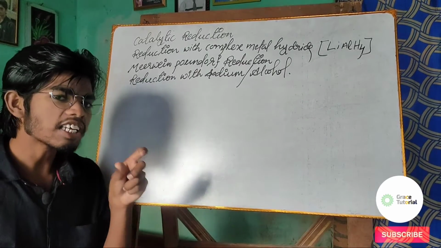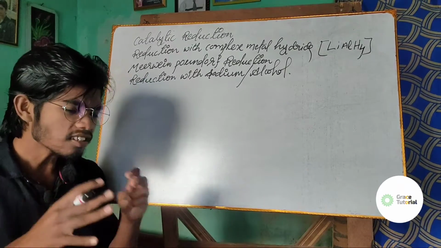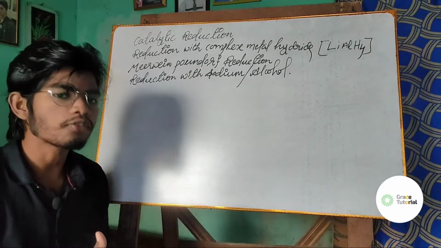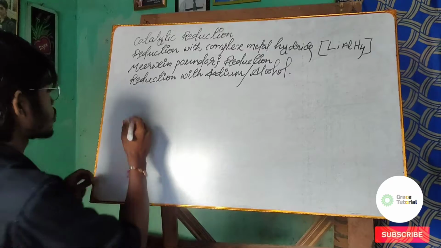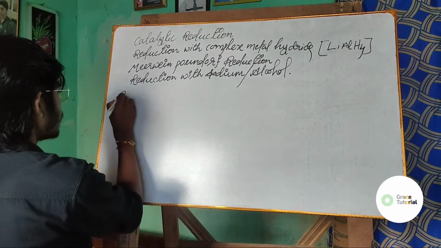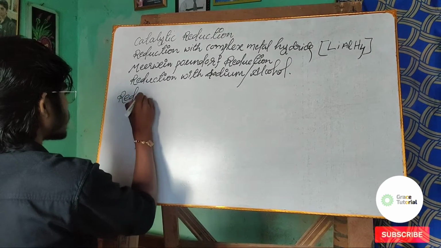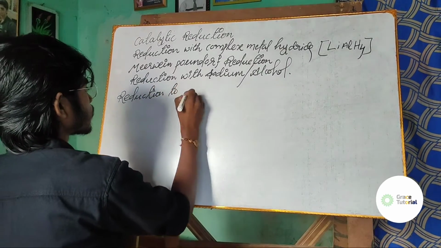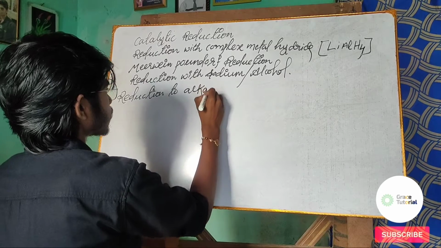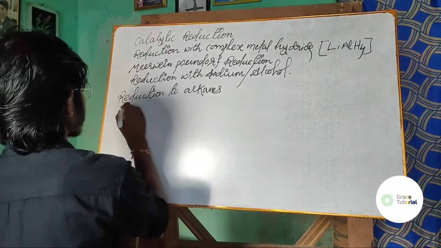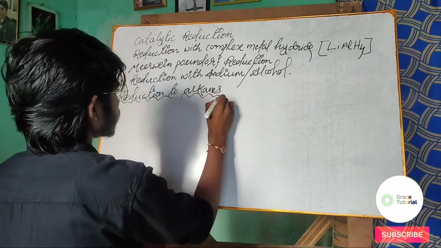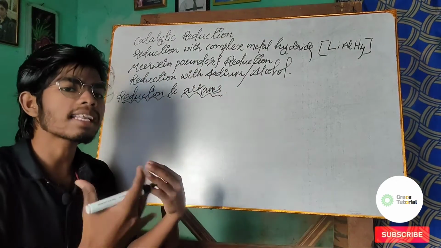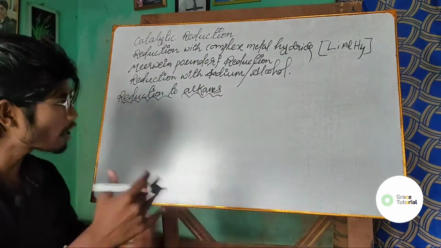When the aldehydes and ketones are reduced, in some cases there may be a chance of forming alkanes. So that's what we'll discuss now, the reduction to alkanes. That means the aldehydes and ketones can be reduced to alkanes.